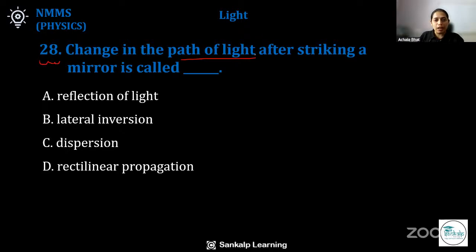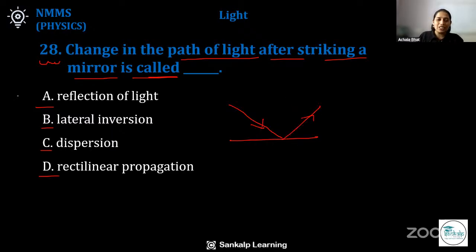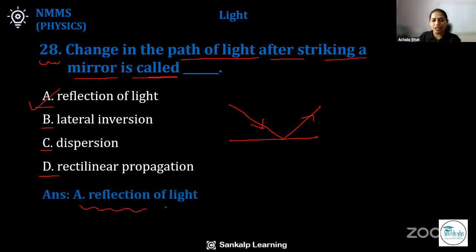Let us see question number 28 of NMMS Physics chapter Light. Change in the path of light after striking a mirror is called dash. A, reflection of light. B, lateral inversion. C, dispersion. D, rectilinear propagation. Change in the path of light after striking a mirror: yes, this is reflection of light. Option A is correct.